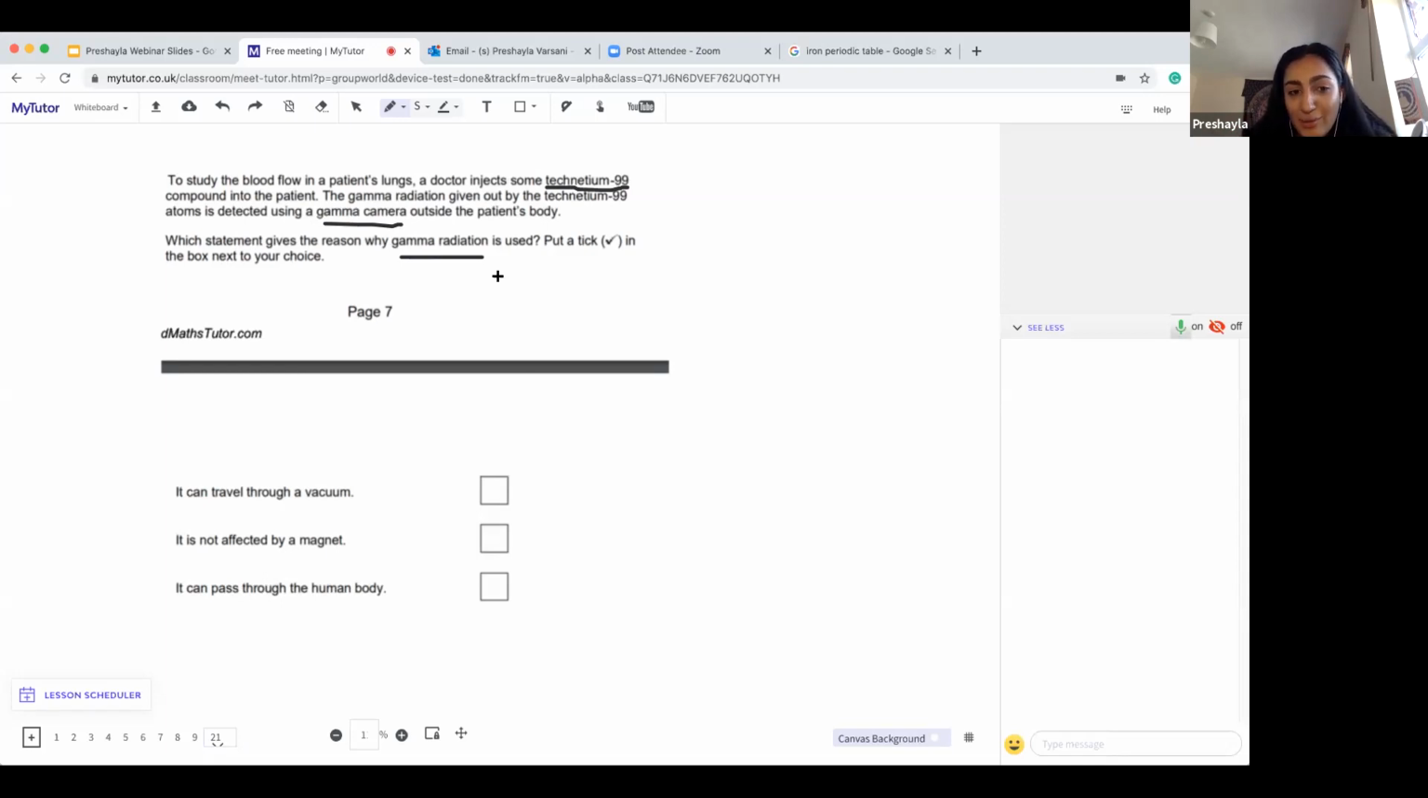It can travel through a vacuum, it is not affected by a magnet, or it can pass through the human body. This one might be kind of obvious. The answer is it can pass through the human body. It doesn't really matter that it can travel through a vacuum because our bodies aren't a vacuum, and it doesn't really matter if it's affected by a magnet because there shouldn't be a magnetic source there.